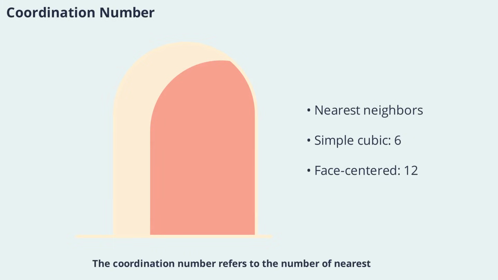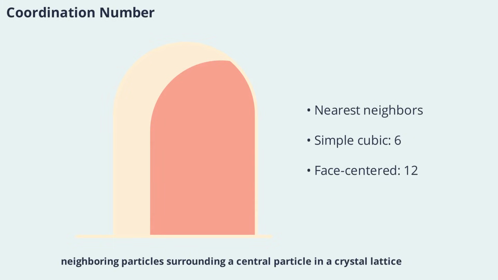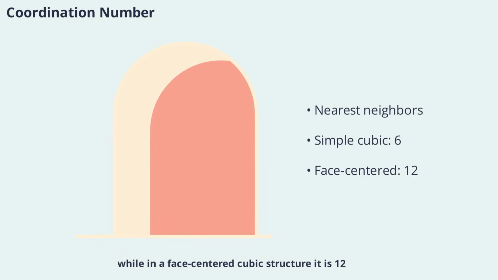Coordination number refers to the number of nearest neighboring particles surrounding a central particle in a crystal lattice. This number varies depending on the type of unit cell and the arrangement of particles. For example, in a simple cubic structure, the coordination number is 6, while in a face-centered cubic structure it is 12. The coordination number helps determine the stability and packing efficiency of the solid.